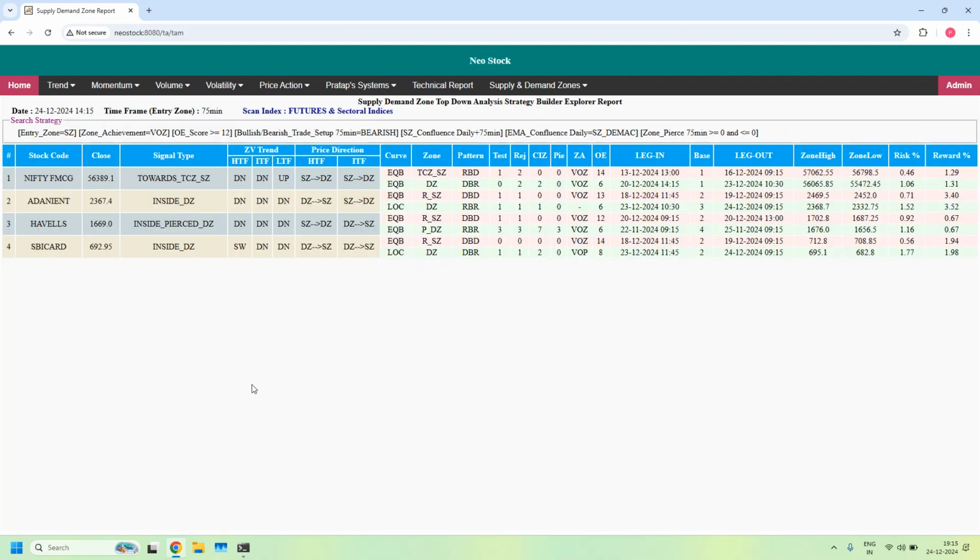With this filter, we got 4 stocks. So these 4 are even more high probability trade setup supported stocks.